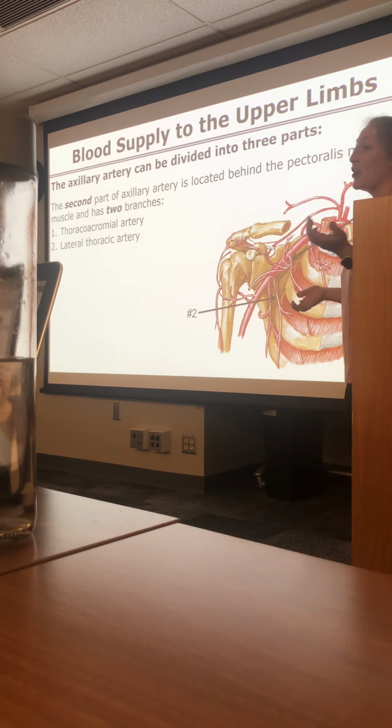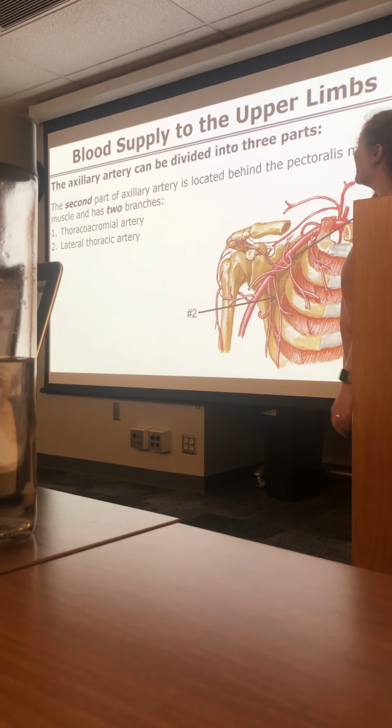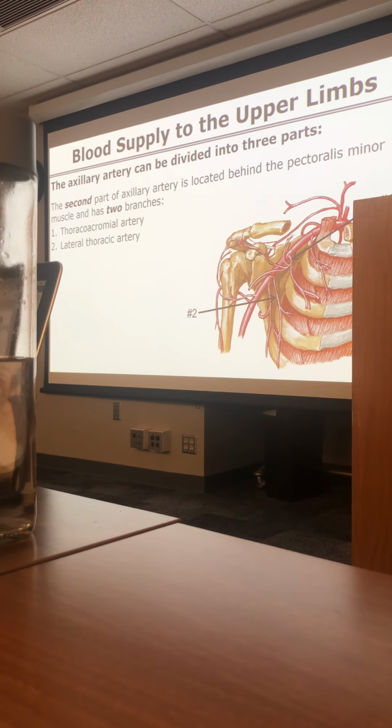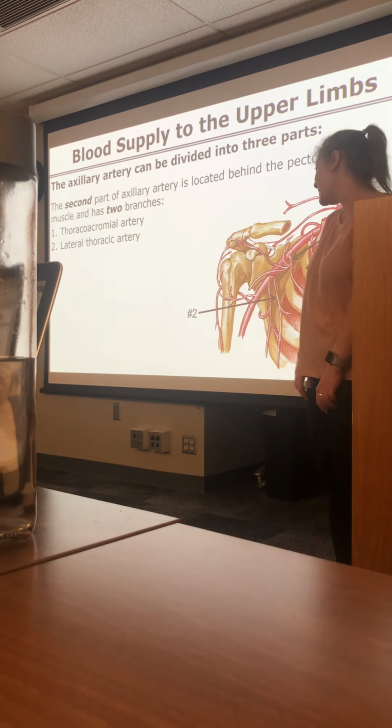Or you could even say the long thoracic nerve, whatever. So the second part is located posterior to pec minor, and it has those two branches. Our thoracoacromial trunk, you can call it thoracoacromial trunk or thoracoacromial artery. Either will be acceptable, and it has 4 branches that you probably won't see in lab. You might see a little bit.